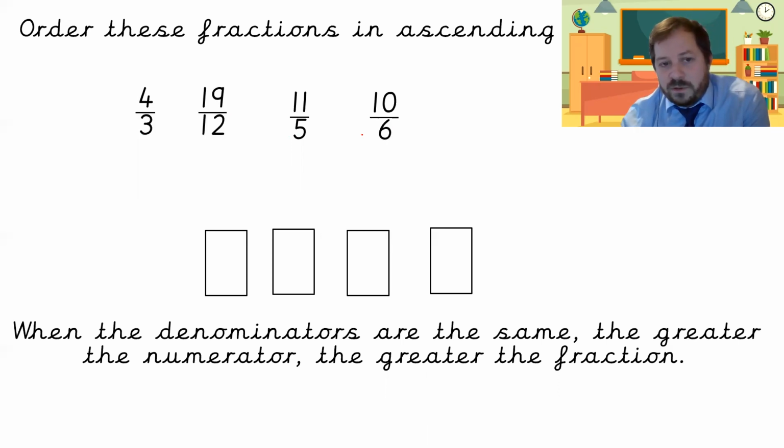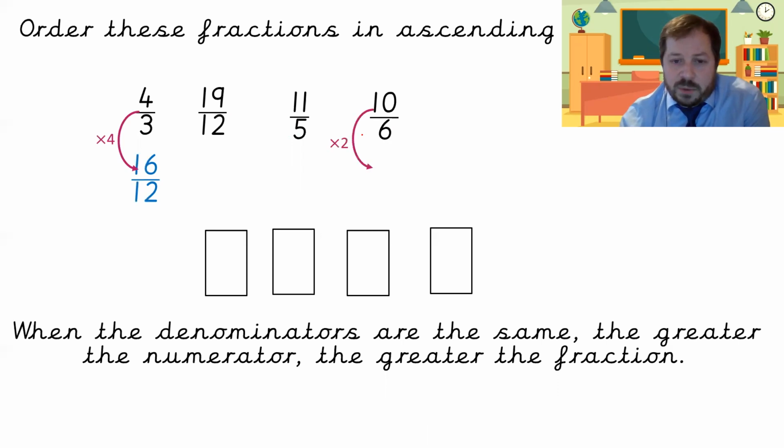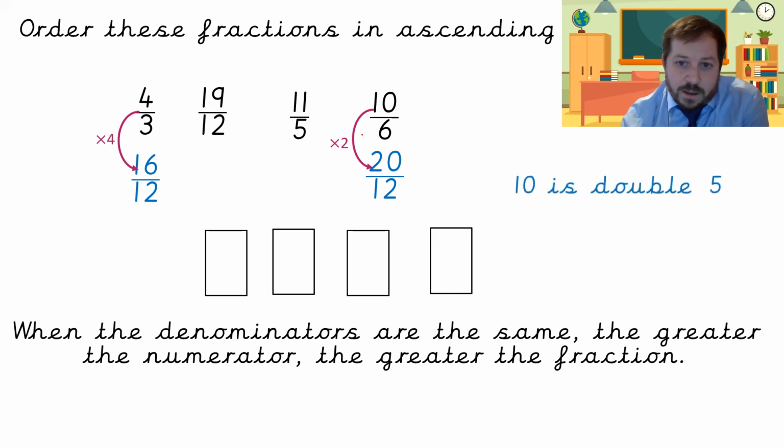Well, we've got 3 and 12 and they go together. So we can get 16 twelfths and 19 twelfths. And we can put this in terms of that as well, 20 twelfths. Now 11 fifths doesn't quite work in the same way because we can't put it in terms of twelfths. But 10 is double 5, which we know.